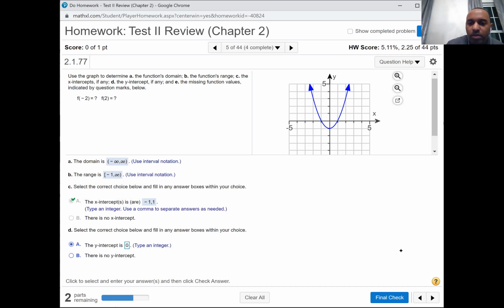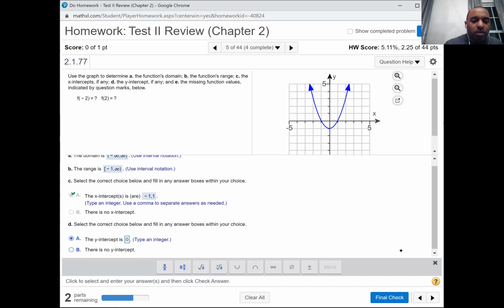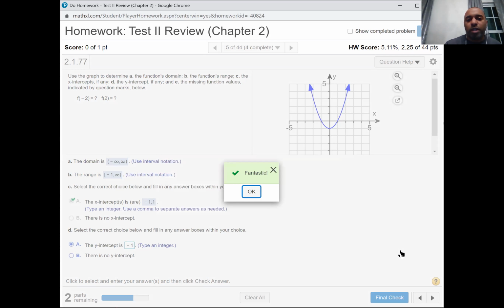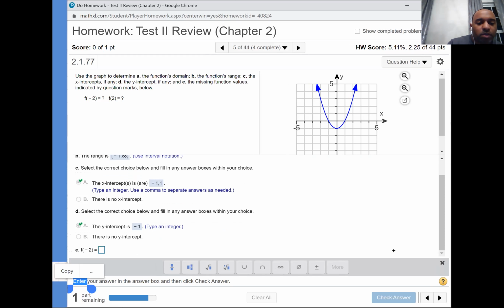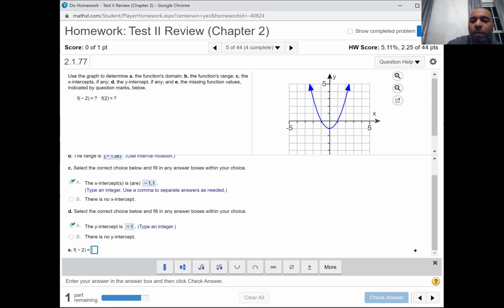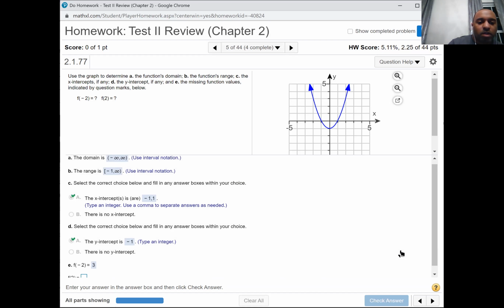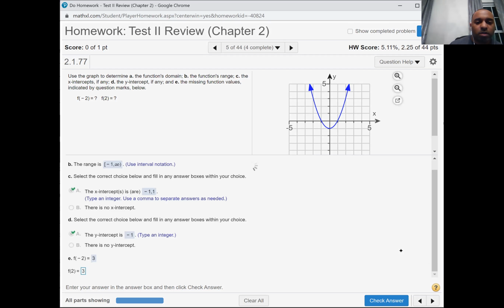Hold on. Oh, I put in positive 1. That's why it should be negative 1. There we go, it was negative 1. All right. And then f of negative 2, like I said, should be positive 3. And then f of positive 2 should be positive 3 as well.